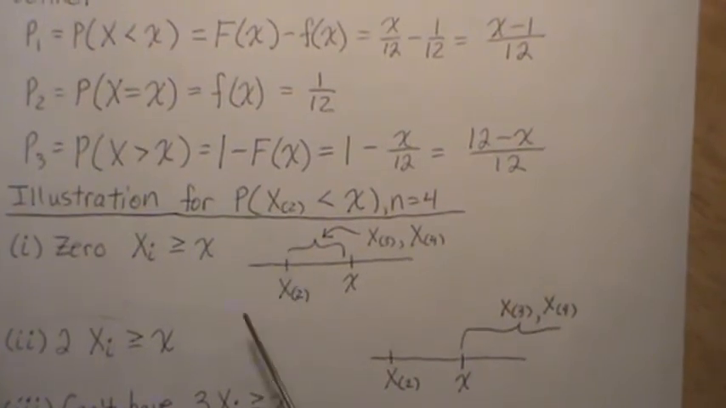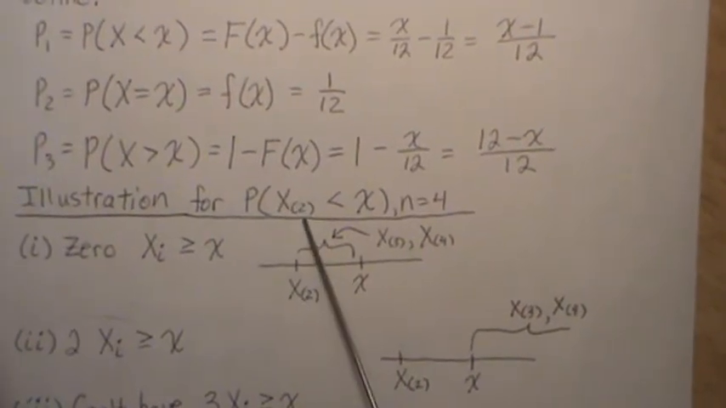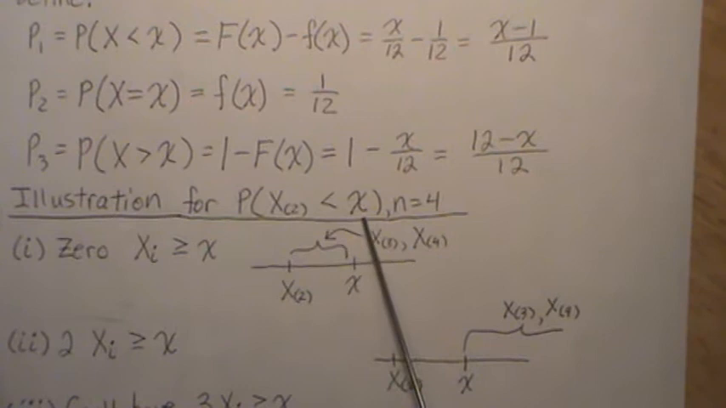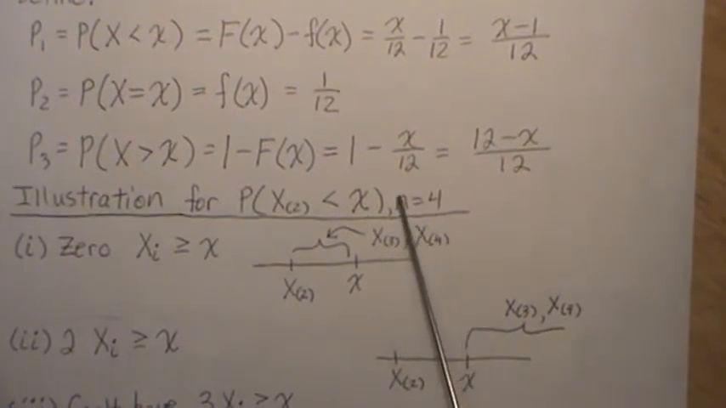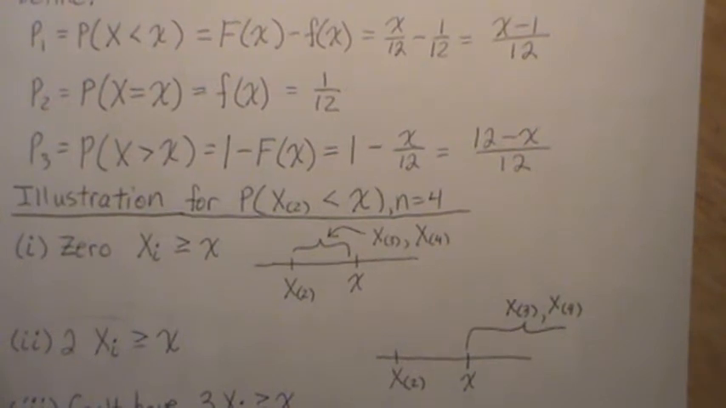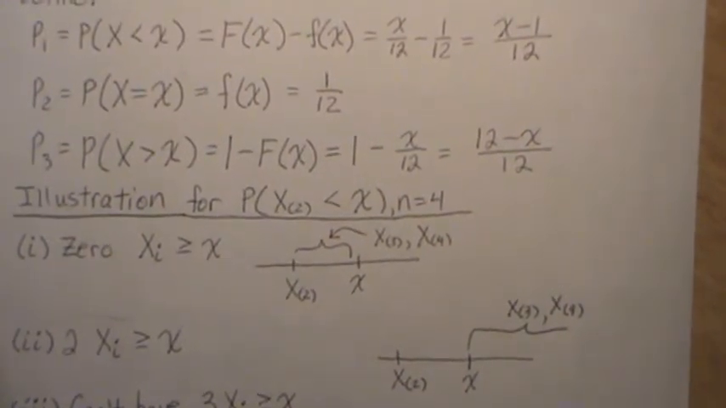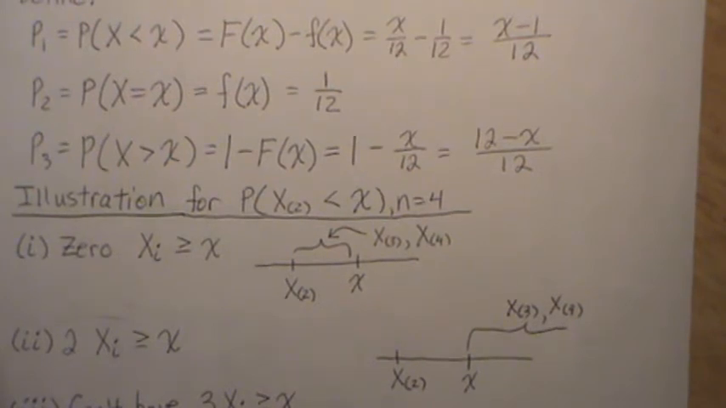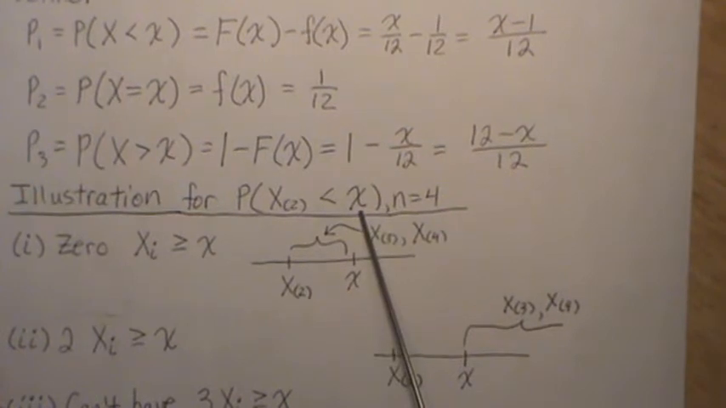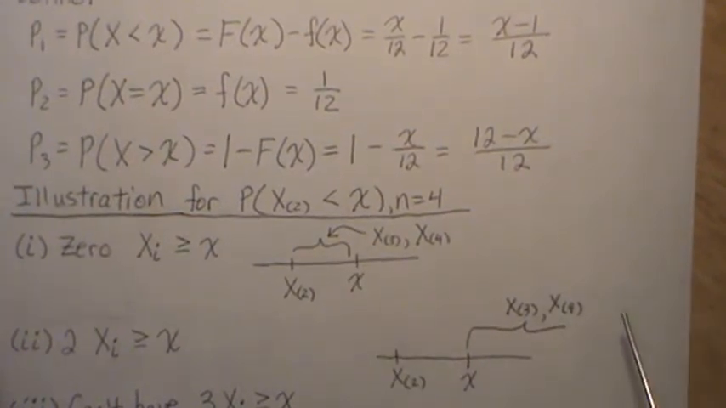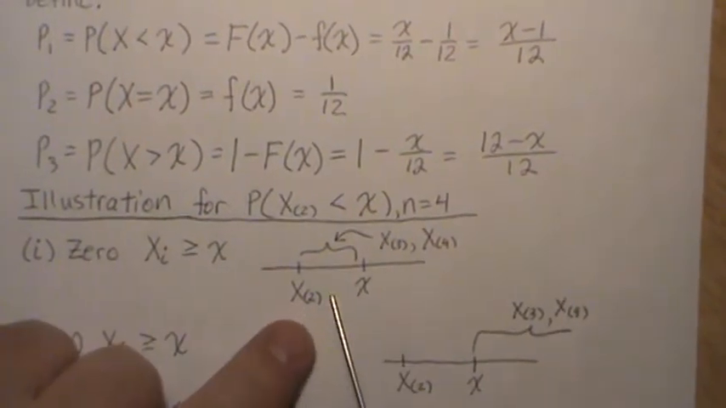Now I want to give an illustration of finding the probability that X2 is less than some value x. Remember, this is a sample of size 4. The X with a 2 in parentheses means the second smallest observation in our sample of 4 has to be strictly less than little x. So the illustration is this.